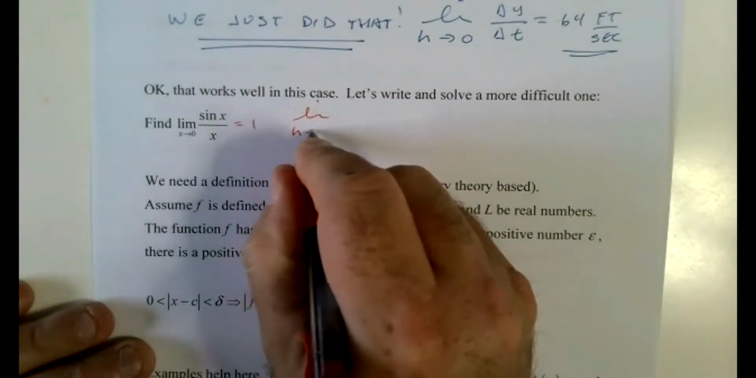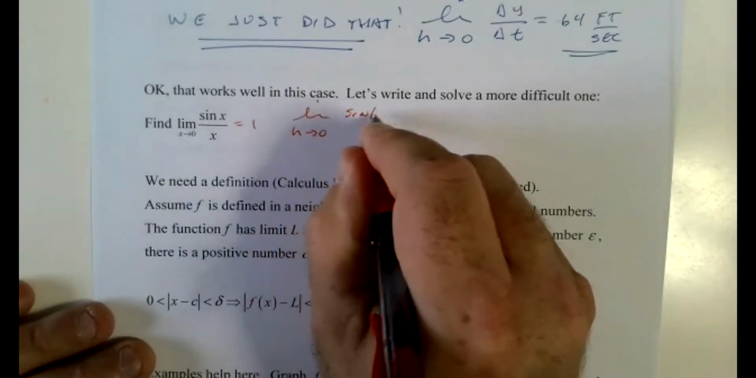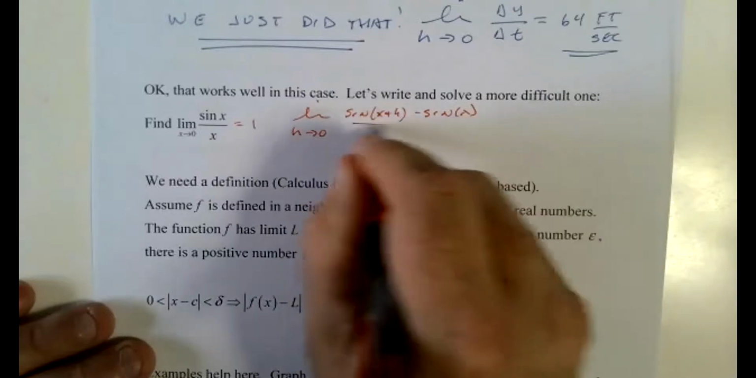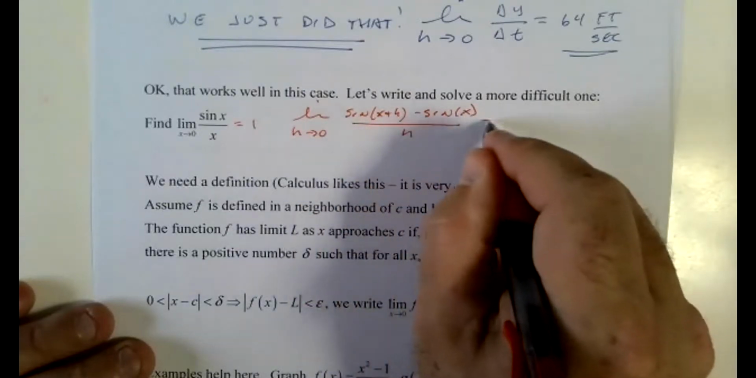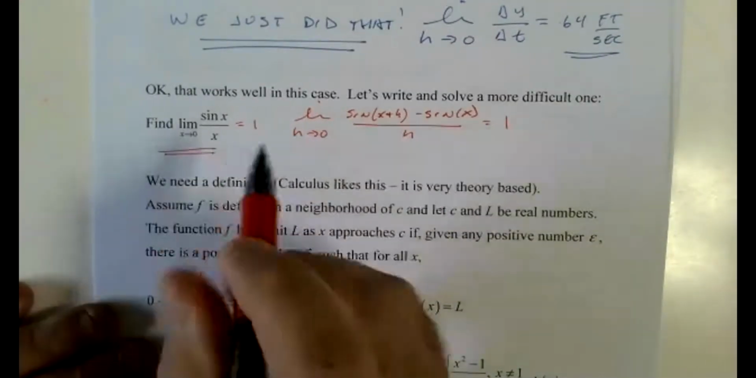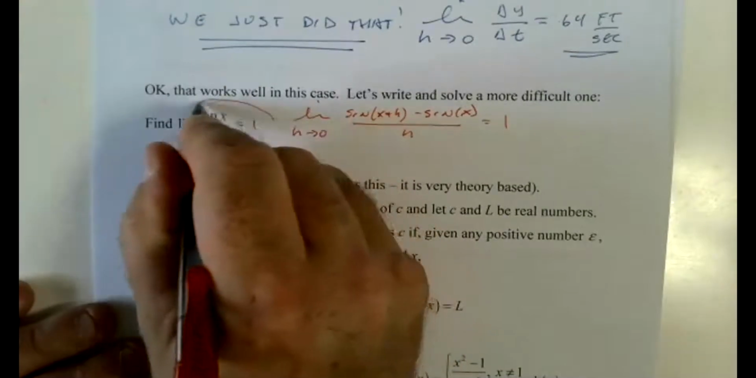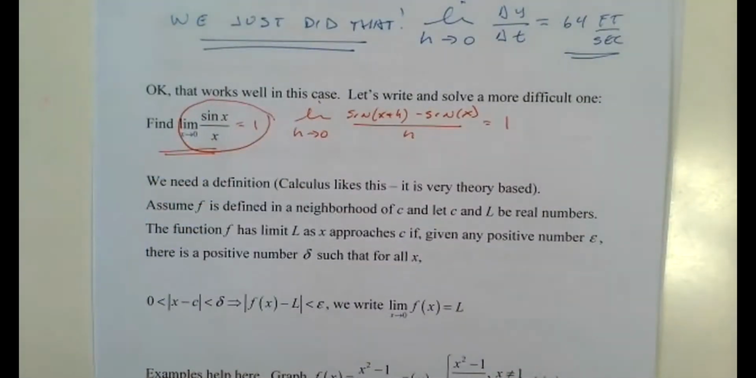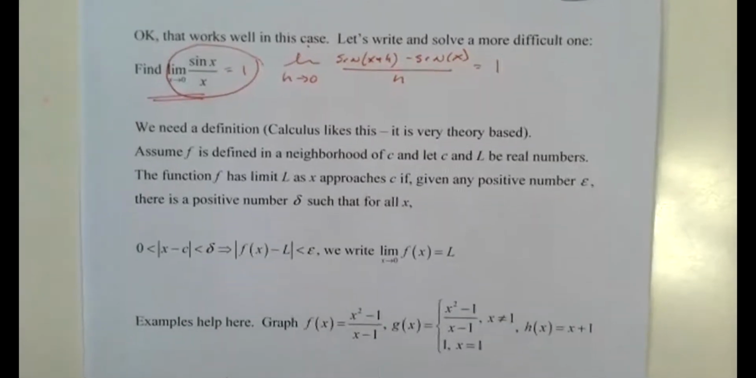Limit as h goes to 0 of sine of x plus h minus sine of x over h. I just proved it equals 1. I wonder if we can do that algebraically. That's also called foreshadowing, people, so that's coming later. Might not be a bad idea to memorize this for the time being. Very soon you will be able to calculate it in a very simple way, but not yet.